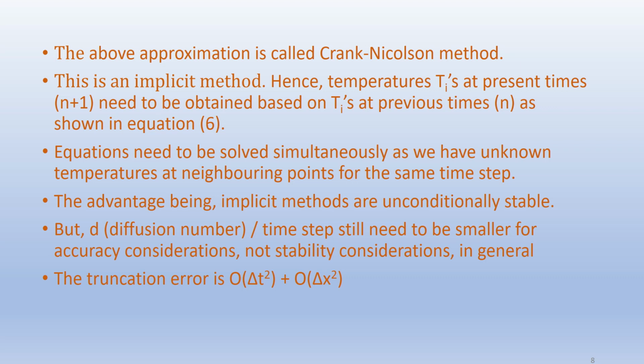The diffusion number d as well as the time step still need to be smaller for accuracy considerations, and not stability considerations in general. The truncation error of the Crank-Nicolson method is of the order of delta t square plus the order of delta x square, which is better than the BTCS and the FTCS methods we have seen before.